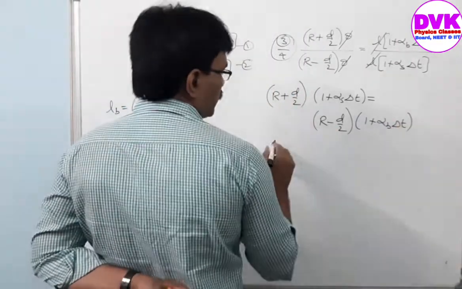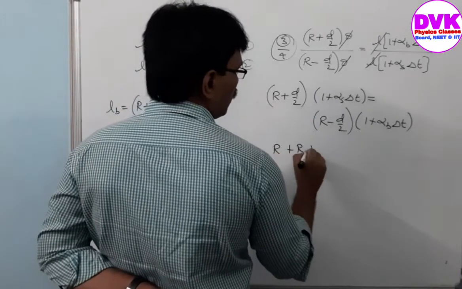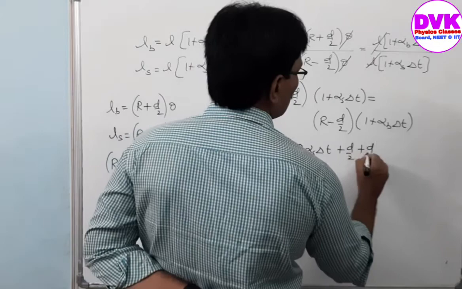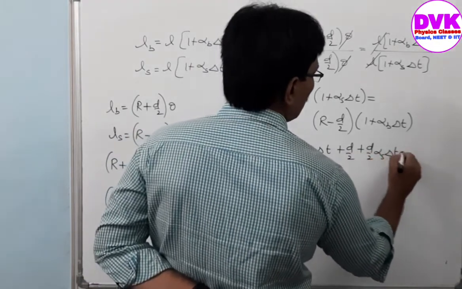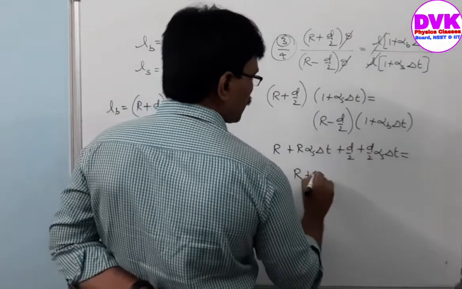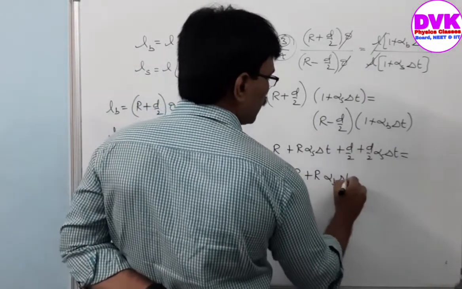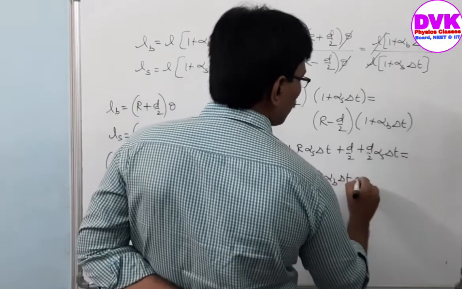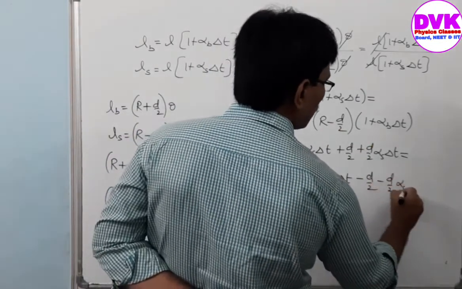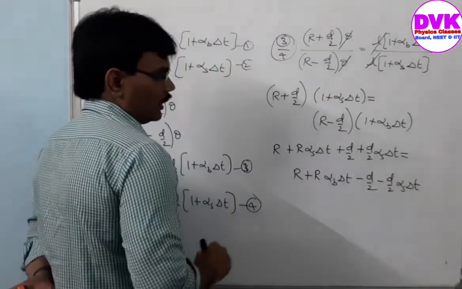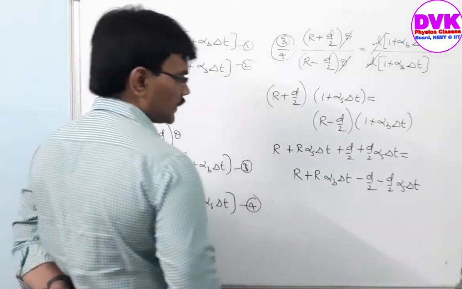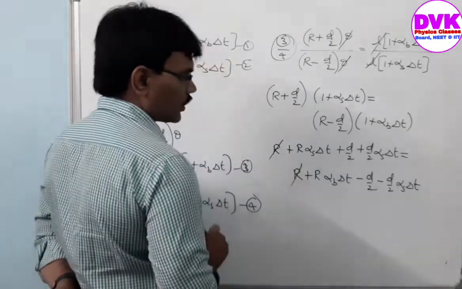Okay, so now you just expand here. So r plus r into alpha s into delta T plus d by 2 plus d by 2 alpha s into delta T is equal to r plus r into alpha b into delta T, minus d by 2, again minus d by 2 into alpha s into delta T. Okay, right. So here r gets cancelled.